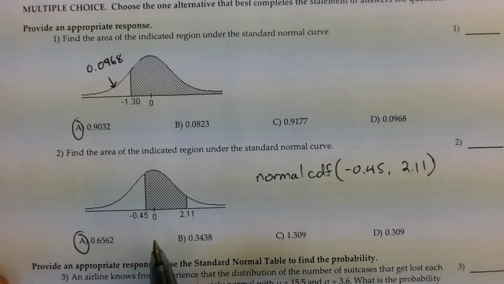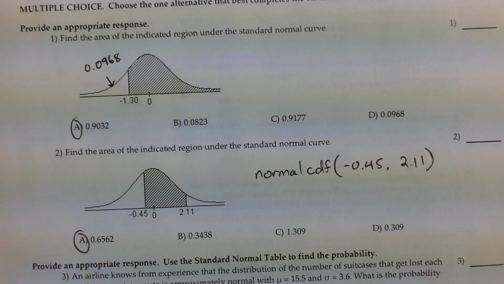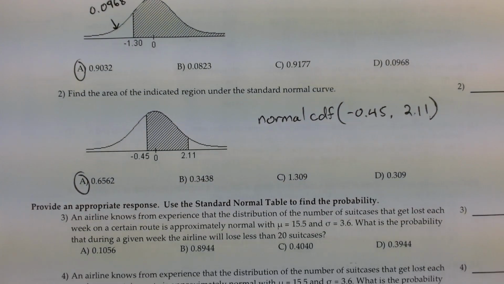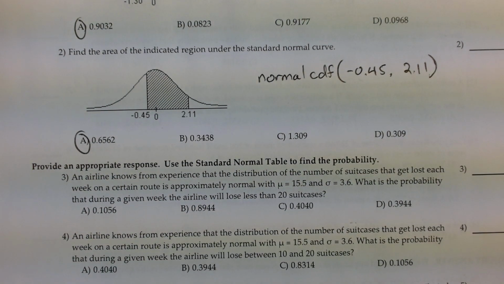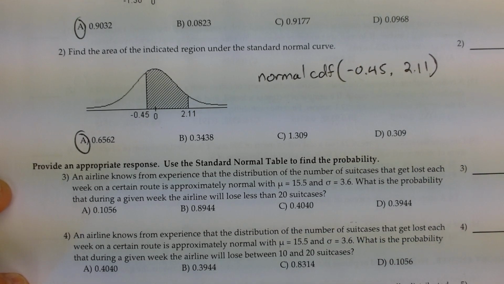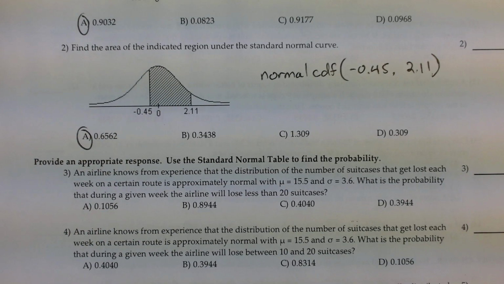If you use the table here, you could look up both numbers, you get areas for each, and then you just subtract them. That will also give you A. So here we're told about a normal distribution of suitcases with a mean of 15.5, standard deviation of 3.6, which is the same in the next problem as well.